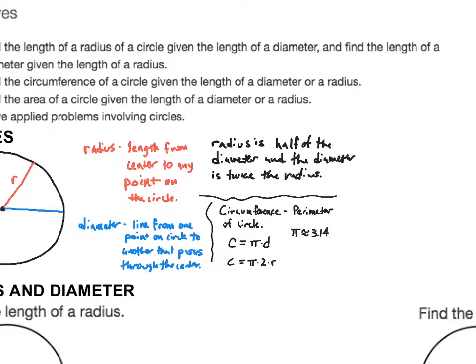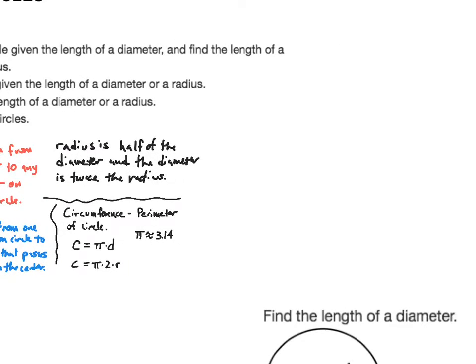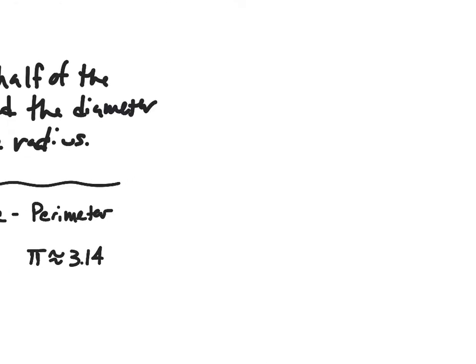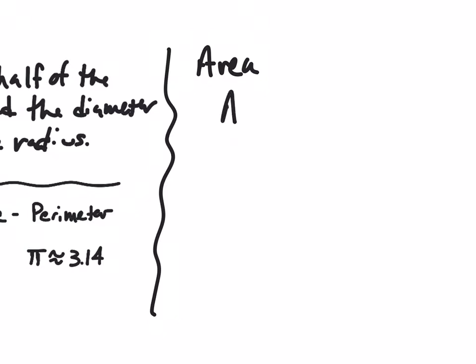Formula for the circumference. Okay, all right. The last formula that we have also involves the number pi, and this one is about area. The area of a circle is equal to pi times the radius squared.